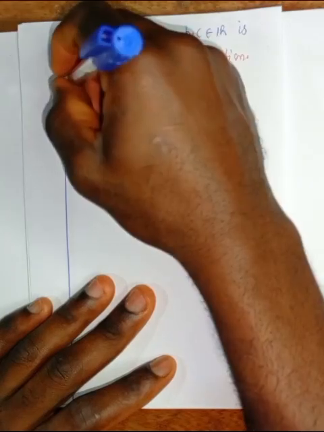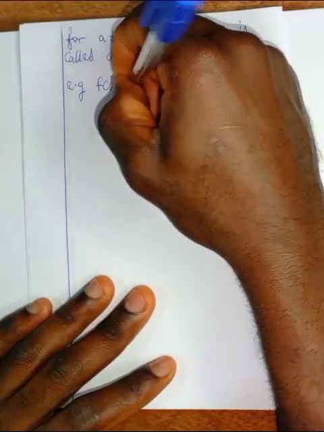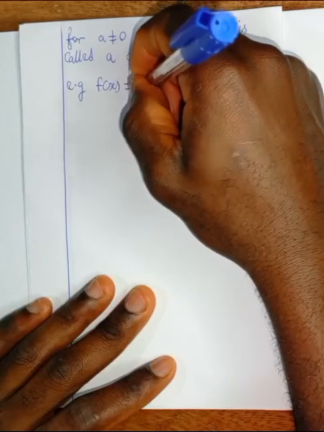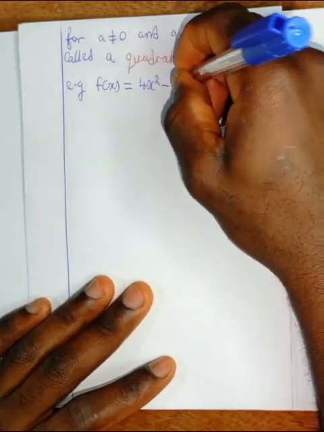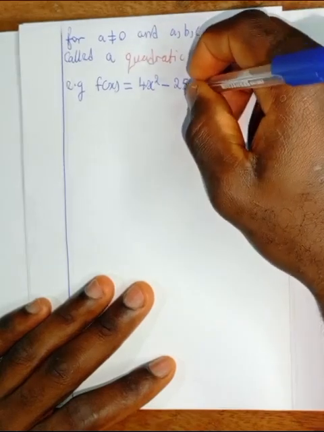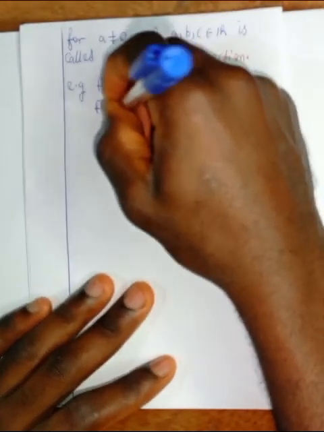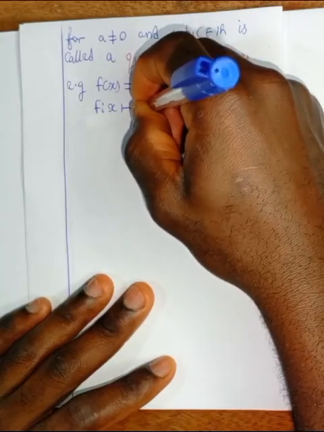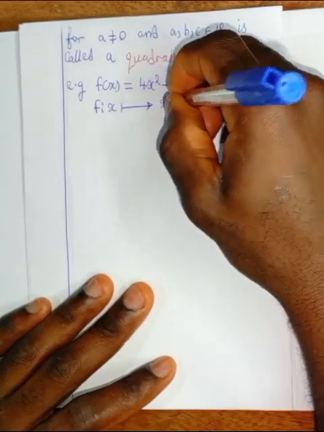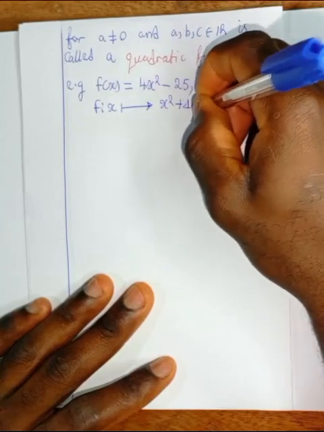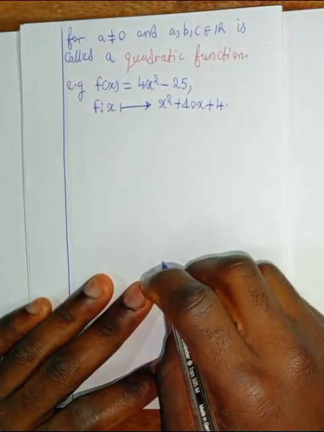Now let's take some examples of quadratic functions, e.g. f of x is equal to 4x squared minus 25. This is an example. Next one we have f maps x onto x squared plus 10x plus 4 is another example.